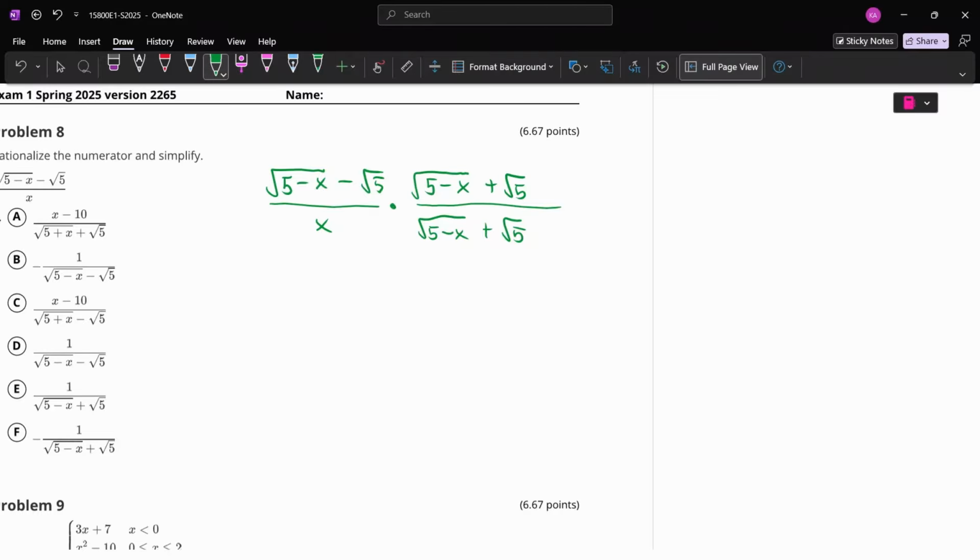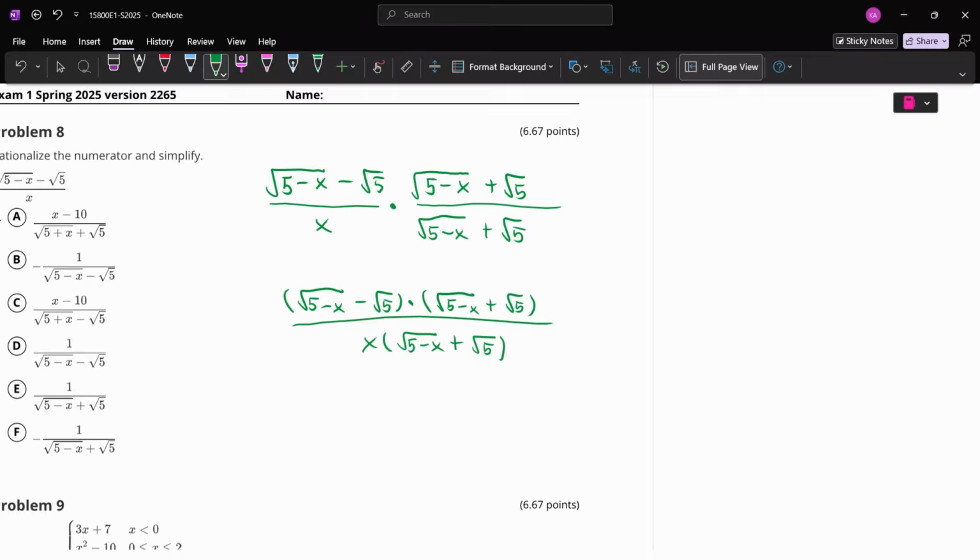So now all we have to do is FOIL the numerator, our new numerator. So we end up with an expression that looks like, in parentheses, the square root of 5 minus x minus the square root of 5 times the square root of 5 minus x plus the square root of 5, over x times the square root of 5 minus x plus the square root of 5.